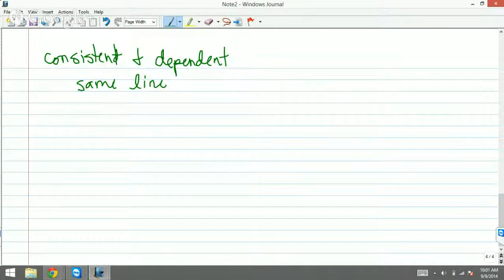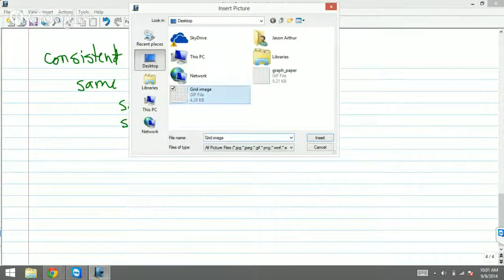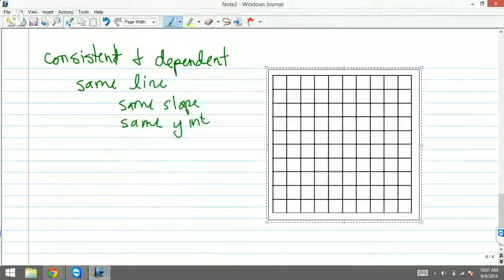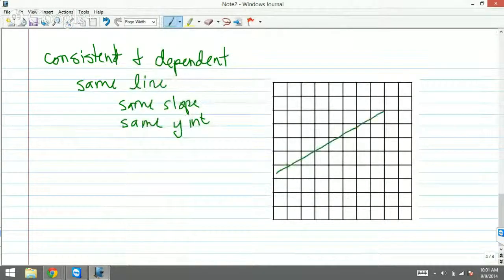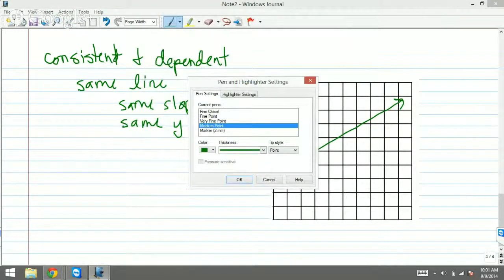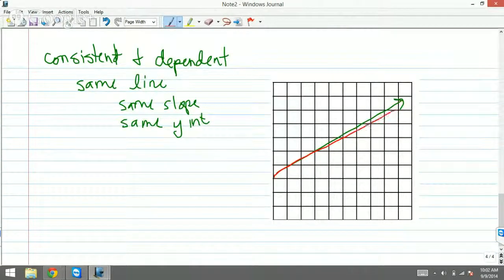This means they're the same line. So you're going to see the same slope and the same y-intercept. Like a genius. Pretty much. I wasn't reading at all. Okay, so you're going to see they're the same line. They have the same slope, same y-intercept. How many solutions are there? Infinite solutions.